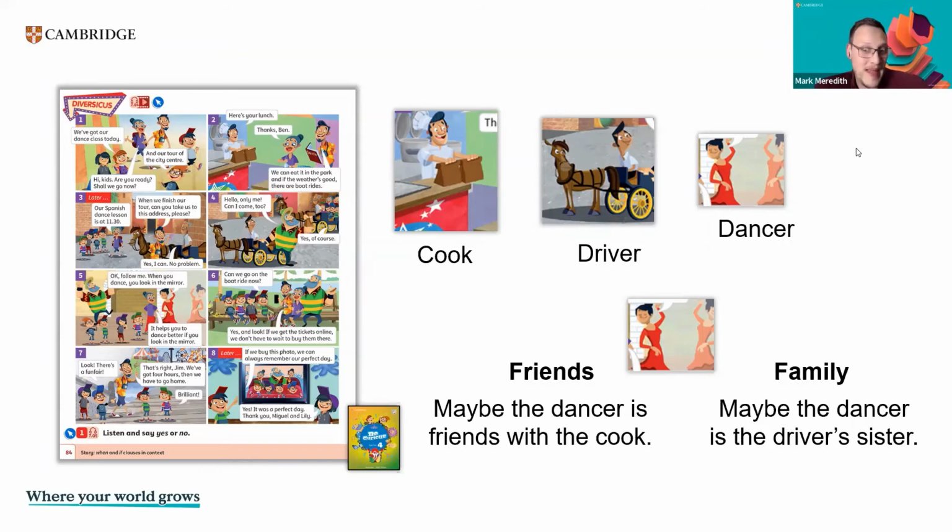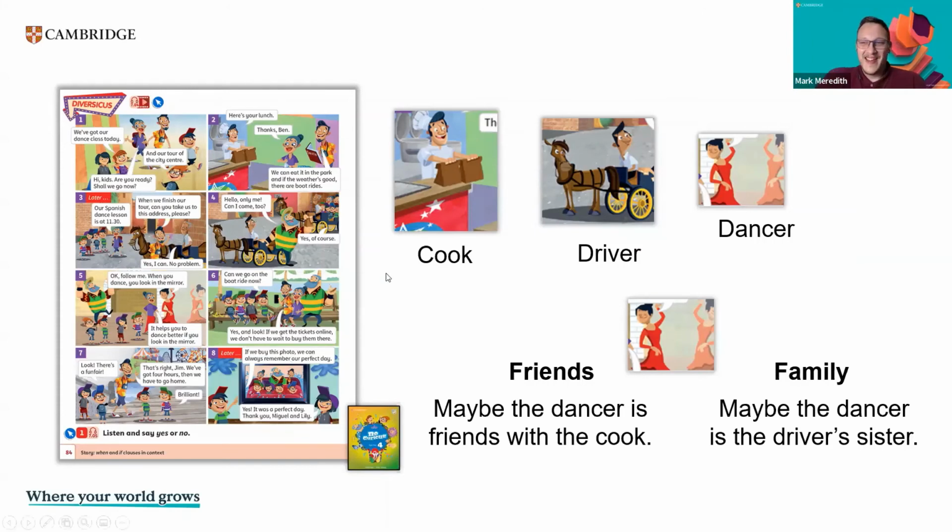So in this, for example, maybe the dancer is friends with the cook, or maybe the dancer is the driver's sister. Little fun things. We've looked at family, we've looked at friends, we've looked at also jobs. So trying to integrate and reuse knowledge where we can. Exactly that, Christine, gossiping a little bit. We could maybe even say the dancer is the chef's boyfriend or girlfriend or something like this, just to have a bit of fun with them.